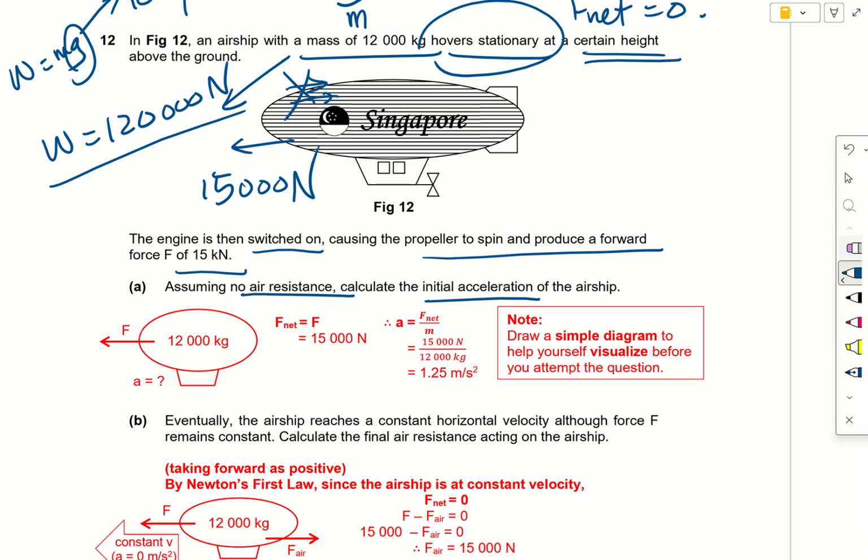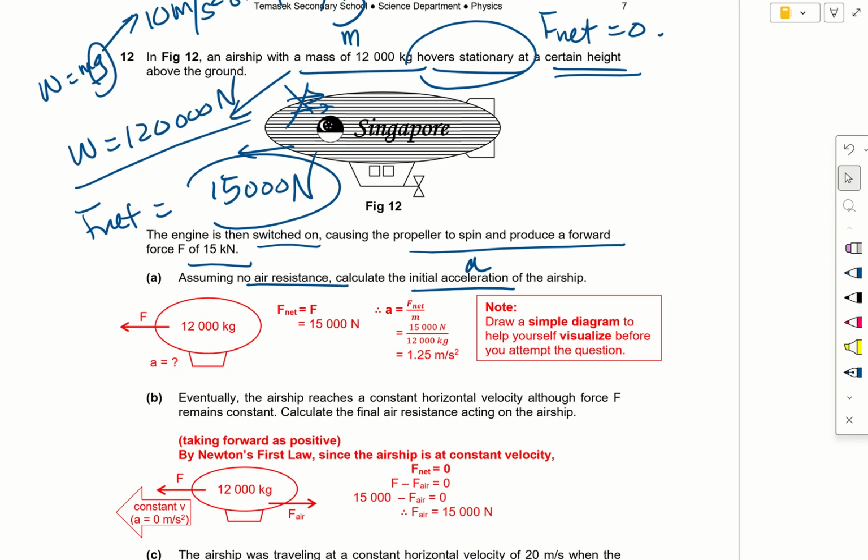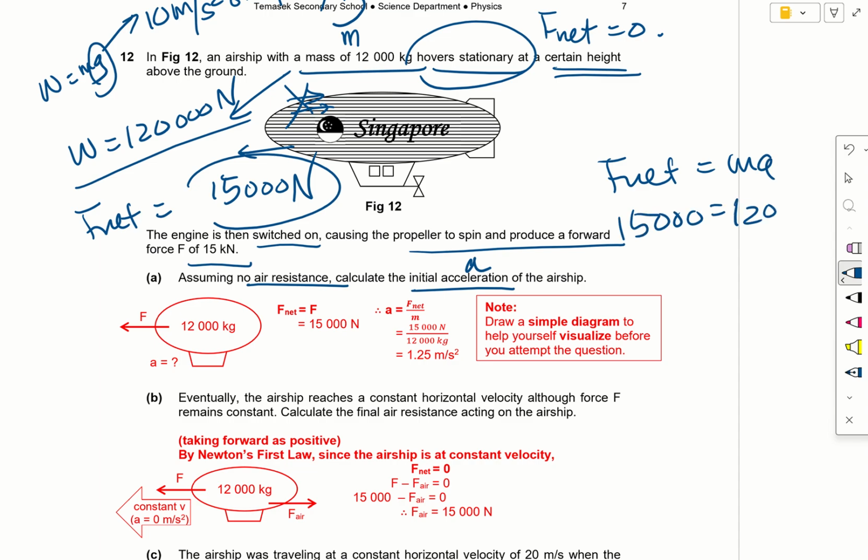So they are talking about the horizontal movement and not the up and downwards motion. Okay, so there is an F net of 15,000 Newton. So if I have F net, then I will have acceleration. That means I can use the formula F net equals ma, and because my F net is 15,000 and my mass is 12000, I can find my acceleration to be 1.25 meter per second square.